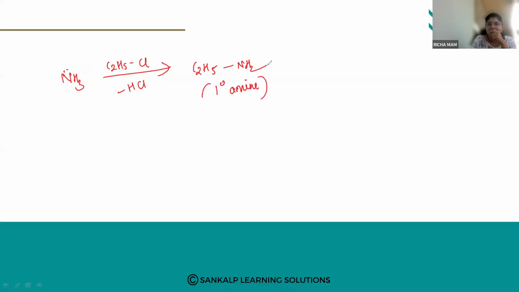So we are going to take ammonia. We are going to treat it with alkyl halide. So what are we going to get? We are going to get ethylamine. We have taken ethyl chloride, and one of the hydrogens will react with Cl and get removed as HCl. Right. So this is our primary amine, the primary amine which we got now.